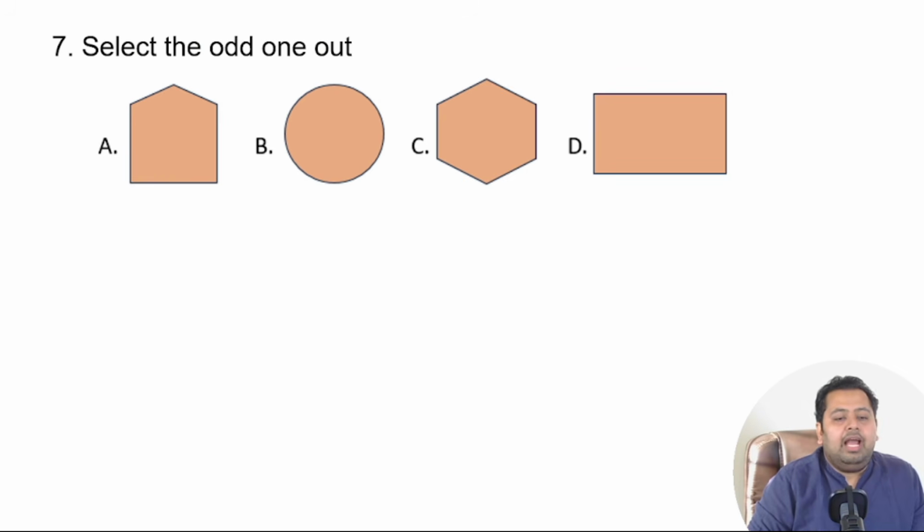Select the odd one out, right? There are 4 shapes given over here. You have to find which is the odd one out.